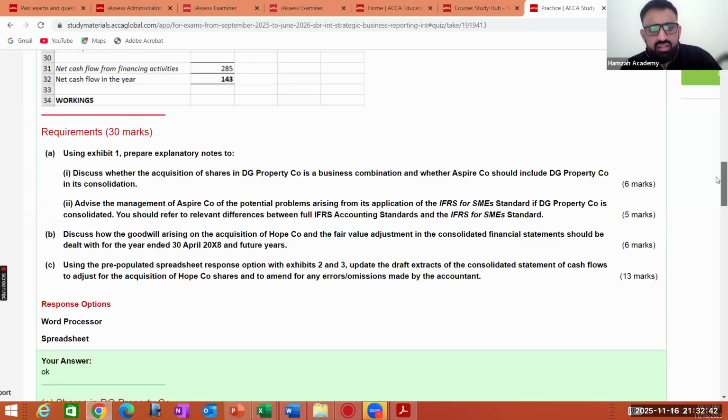Now, the last part is using the pre-populated spreadsheet response option with Exhibit 2 and 3, update the draft extract of the consolidated statement of cash flow to adjust for the acquisition of Hope Company shares and to amend for any errors or omissions made by the accountant.